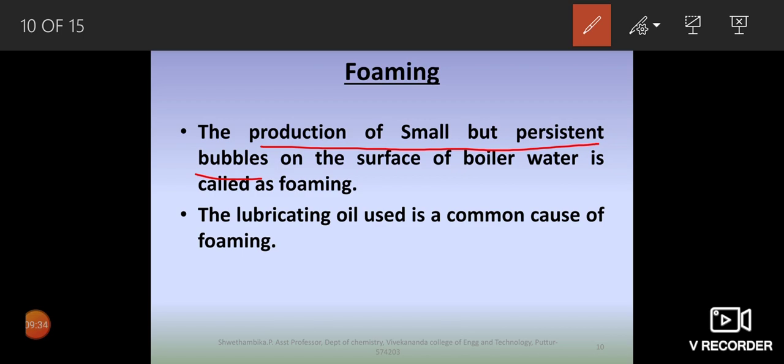We can now ask the question, why is foam produced in the boiler feed water? The reason is the lubricating oil which we use. In fact, for the functioning of the boiler, to have smooth functioning, the use of lubricating oil is a must. And whenever this oil comes in contact with the boiler feed water, the process of foaming takes place. So let us define foaming. Foaming is the process of production of small but persistent bubbles.